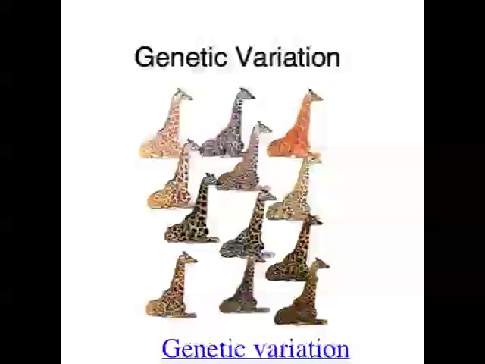Another type of variation is a physiological variation, so that's how different people will work slightly differently, they'll function slightly differently. A good example of a physiological variation is colour blindness. So some people can't see the full spectrum of colours, and that's because the cells in the back of their eyes function slightly differently.